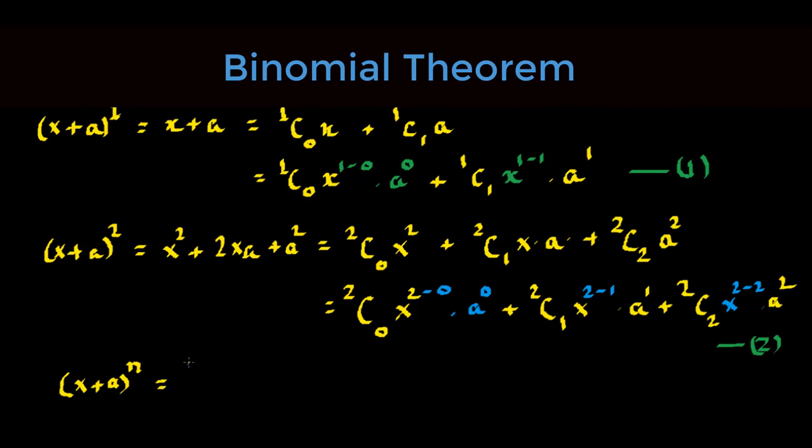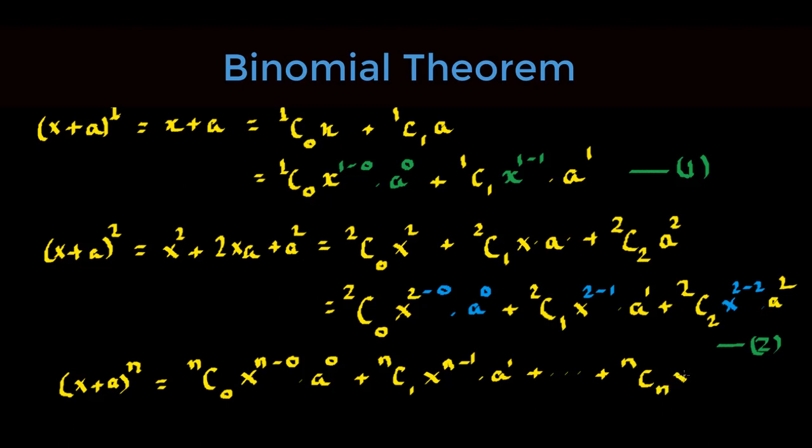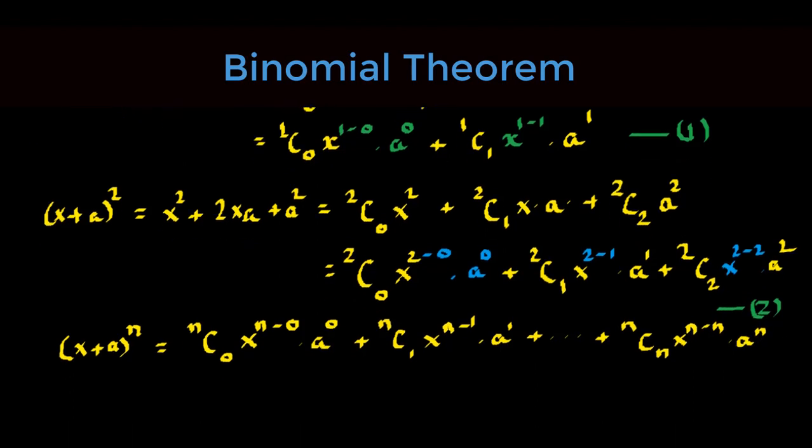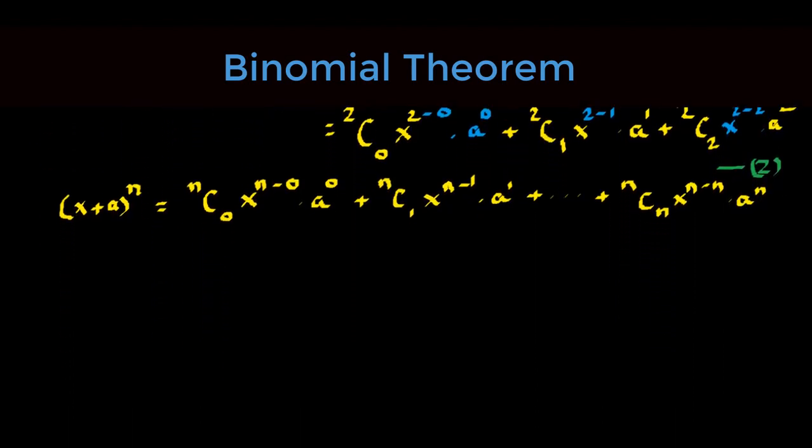Then this could be written as nc0 x raised to the power n minus 0 times a raised to the power 0, plus nc1 x raised to the power n minus 1 a raised to the power 1, plus dot dot dot. The last term will be ncn x raised to the power n minus n times a raised to the power n. I'm pretty sure you're getting a hang of it right now.